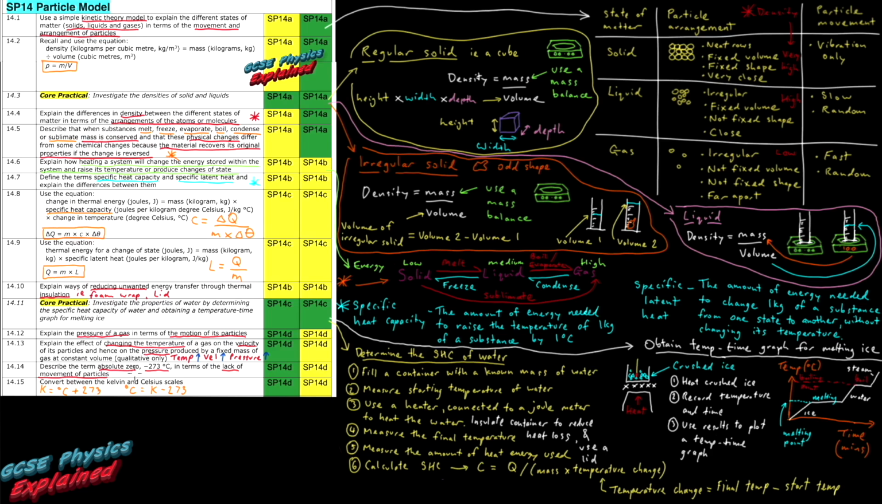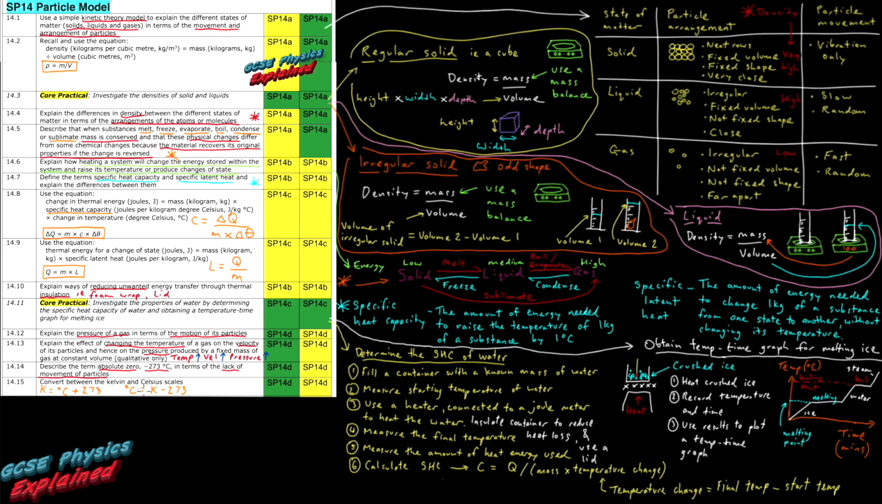Describe the term absolute zero, minus 273 degrees C, in terms of the lack of movement of particles. Make sure you know that the coldest temperature you can ever get is called absolute zero, and it's at minus 273 degrees C. At that point, there's no movement of the particles, or it's very, very minimal. Therefore, if the velocity of the particles is zero, then there'll be no pressure either.